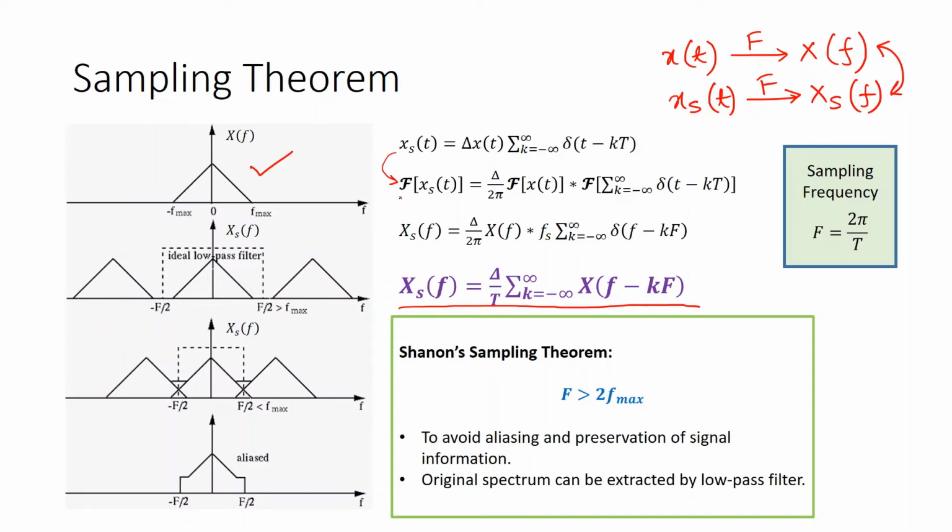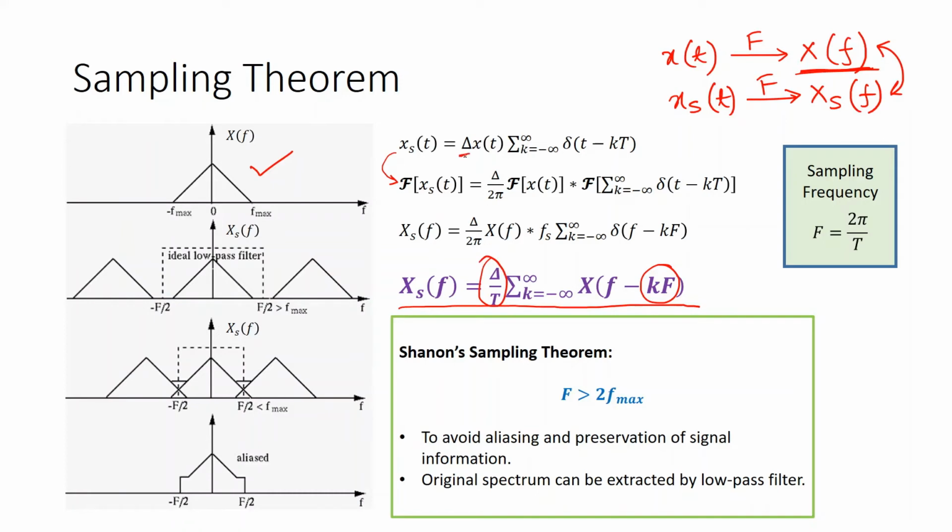From these steps, you find that the Fourier transform of the sampled signal is equal to the summation, k from minus infinity to infinity, of X(f minus kF). X(f) is the Fourier transform of the original signal, and that is shifted by this amount, and this k is varying. So you will see a repetition of the spectrum over the entire frequency range. Whatever was limited to minus f max and plus f max is now spread over the entire frequency range from minus infinity to plus infinity. It is simply a repetition with some scaling.